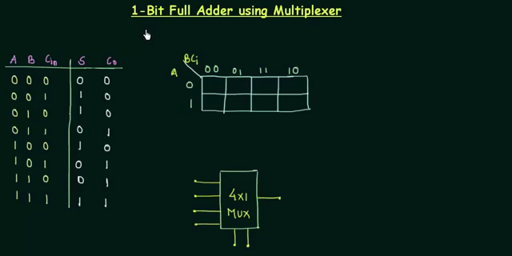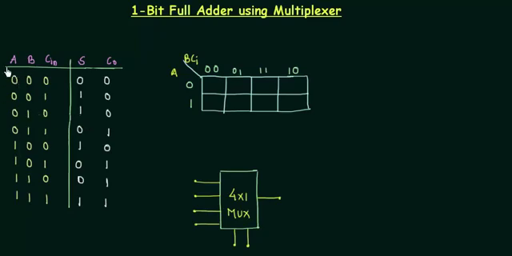In this presentation, we will implement a 1-bit full adder using a multiplexer. The mux that I am using is a 4x1 mux, and the first thing that we require is the truth table. And I hope you are already familiar with the full adder.